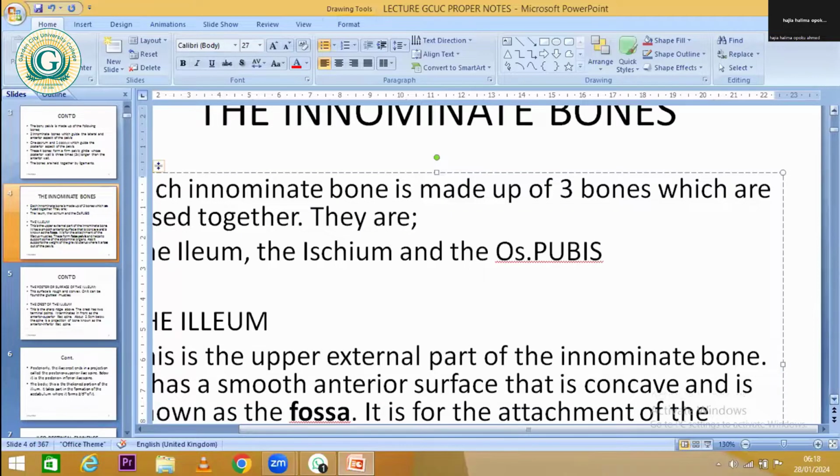Please, do you have any question? I'm trying to show you the pelvis, so that's why I'm delaying.